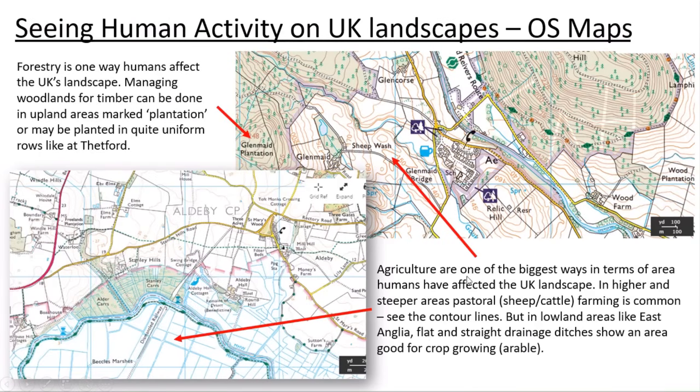So there you go, agriculture is another way we've changed areas of landscape, through hill farming, and also through mainly arable farming, which is very wide, flat, visible areas, particularly in Norfolk and the southeast.